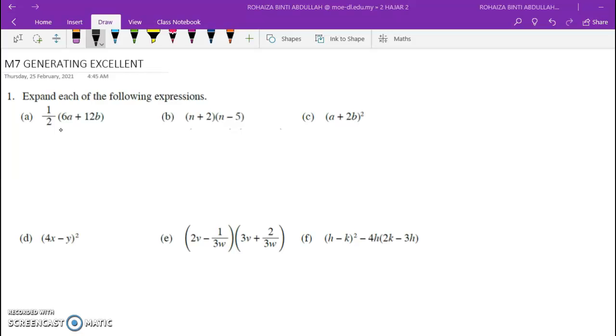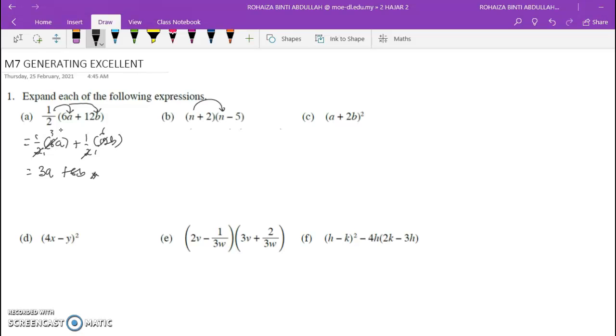Okay, untuk first ya, expand each of the following expressions. Expand maksudnya kembangkan. Okay, expand the bracket. 1: multiply 6a over 2 multiply 12b. Okay, 2 and 6. Simplify 1, 3. So we get 3a. 2 and 12, 6. Plus 6b. Okay, here 2 bracket.